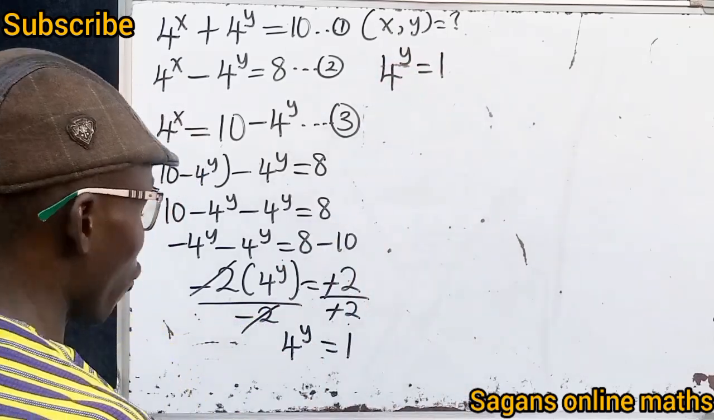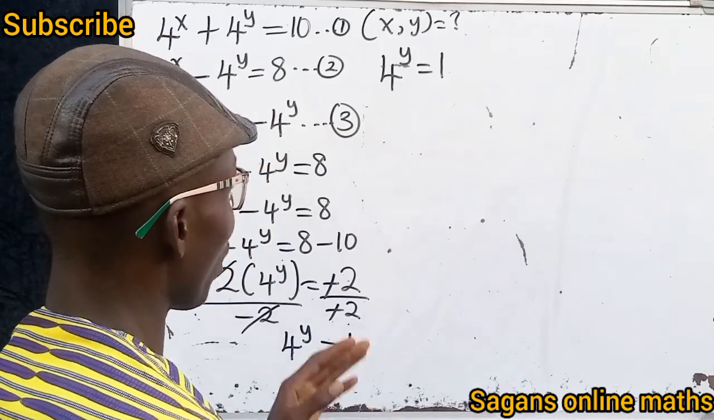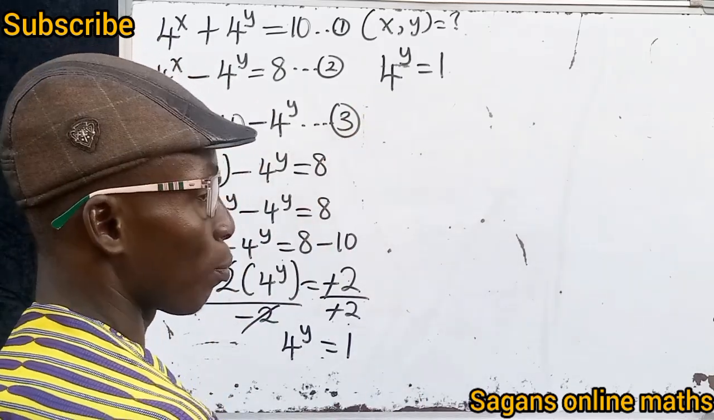What are we going to do here? Because from here we can have the value of y. Remember we are asked to find the value of x and y, but luckily we are going to get y from here. Now let's obey one of the properties of indices.